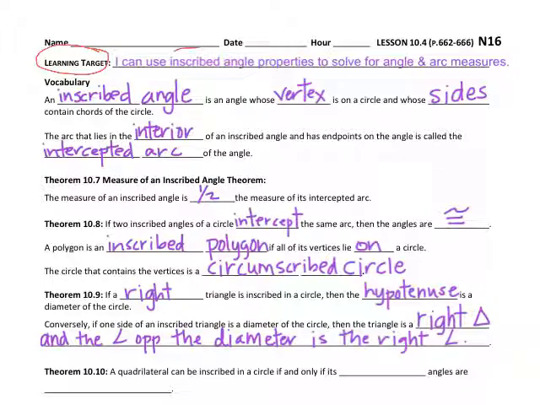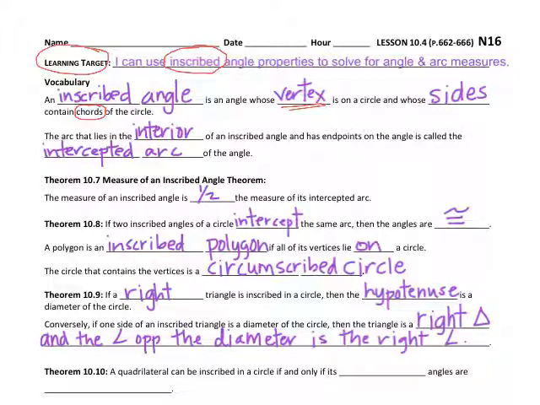So inscribed angles are going to be slightly different than the central angles that we've been dealing with in circles up to this point. In our vocabulary section, we have: an inscribed angle is an angle whose vertex is on the circle and whose sides contain chords of the circle. So again, we want to make sure that we know where the vertex is for the inscribed angle and how it is created. It's created by two chords.